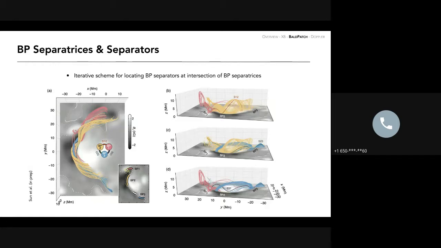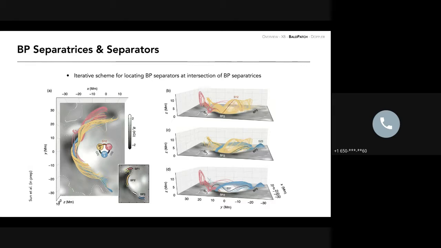So we performed a nonlinear force-free field extrapolation and figured out a way to find, to the accuracy of the model, the location of these bald patch separatrices. And this is the result. It's a little bit complex. I was going to show you an interactive animation, but I don't have the opportunity at this moment. So I'll just try to explain it to the best of my capability.